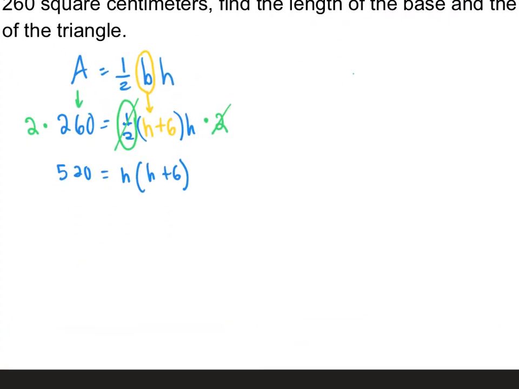And then just going to work this out from there. Going to distribute the h. And then also, I'll subtract this 520. So we've got this set equal to 0, which is typically what we'll do on these. Make sure you subtract 520 from both sides. So we've got 0 on the left. H times h is h squared. H times 6 is 6h. And then minus that 520.